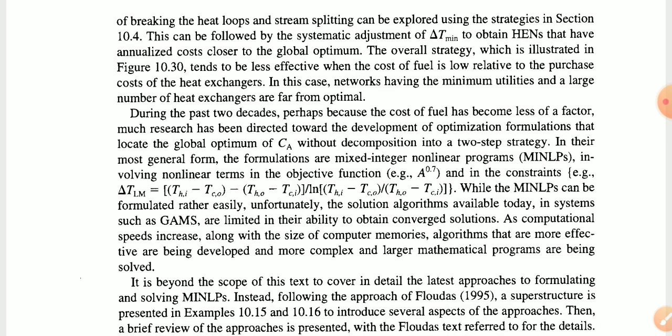Break the heat loops and stream splitting can be explored using the strategies in the section. This can be followed by the systematic adjustment of the delta T minimum to obtain the heat exchanger network that has analyzed cost closer to the global optimum. The overall strategy, which is illustrated in figure 10.3, tends to be less effective when the cost of fuel is low relative to the purchase cost.